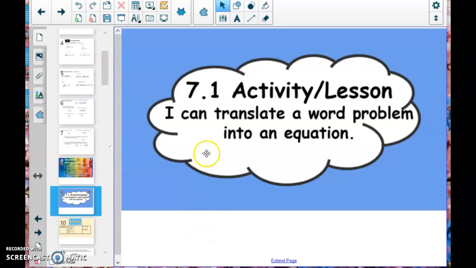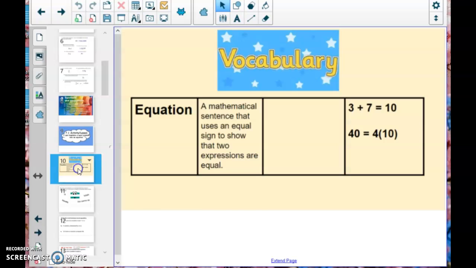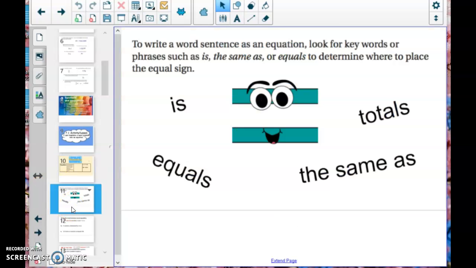So today we're going to start with 7.1, and we're going to do the activity and lesson in one day, and we are going to translate a word problem into an equation. So first thing, some vocabulary. What is an equation? An equation is a mathematical sentence that uses an equal sign to show that two expressions are equal, and you can see that there's a couple of examples over there. To write a word sentence as an equation, look for key words or phrases such as is, the same as, or equals to determine where to place the equal sign.